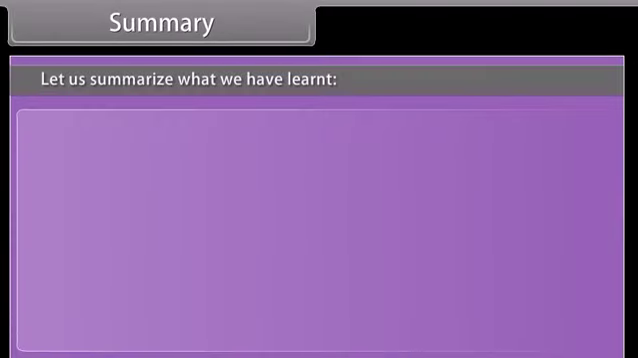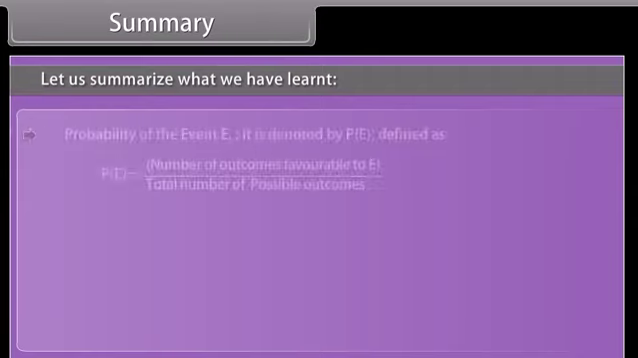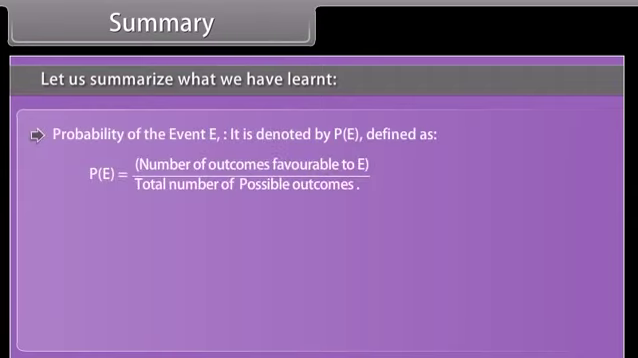Summary. Let us summarize what we have learned. The probability of the event E, denoted by P(E), is defined as P(E) equals number of outcomes favorable to E by total number of possible outcomes. For any event E, 0 less than or equal to P(E) less than or equal to 1.